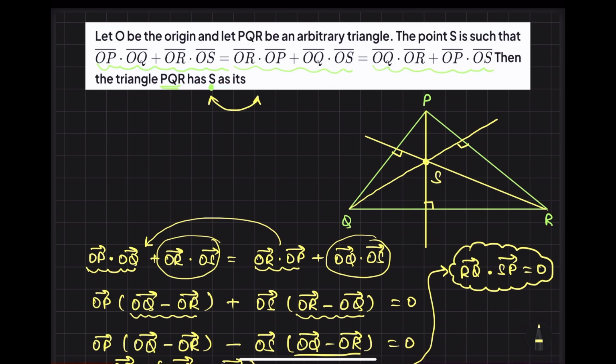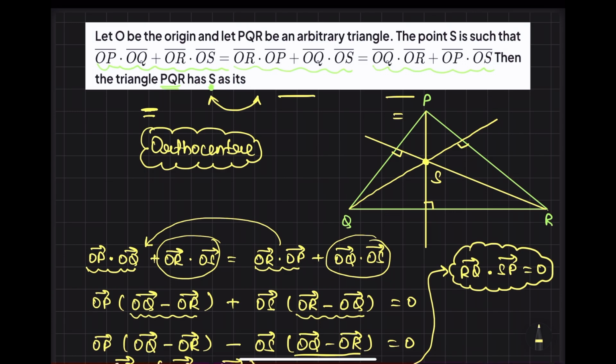You can manipulate this with this, you will have a similar result. You can manipulate this with this, you will have again a similar result. So you got your S. Now think that it is the intersection of altitudes. In a triangle, the intersection of altitudes is nothing but the orthocenter. So this point S is nothing but the orthocenter.